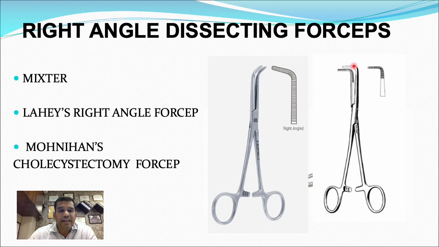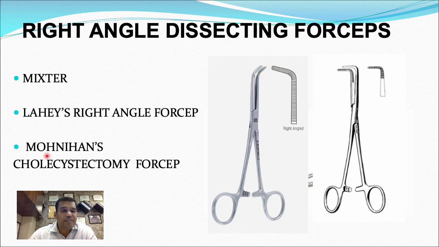So this is 90 degree. It is exactly 90 degree. So this is called Lahey's right angle forceps, and the smaller variant of this is also called Mixter. Whereas this angle is not 90 degree, but approximately 70 degree.